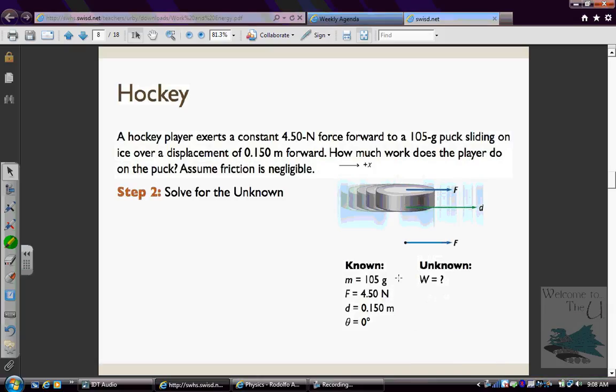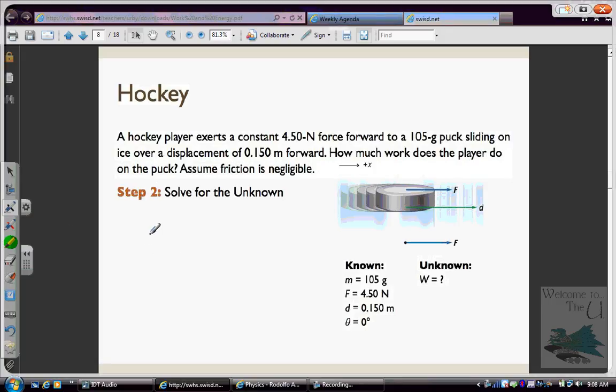Okay, so with our given and our unknown step done, all we have to do at this point is find the equation, the substitution, and the solution. So we can go ahead and do that here. The equation is going to be work equals force times distance. The substitution here is going to be the work is equal to 4.50 newtons, and we're going to multiply that 4.50 newtons times the displacement of 0.150 meters.